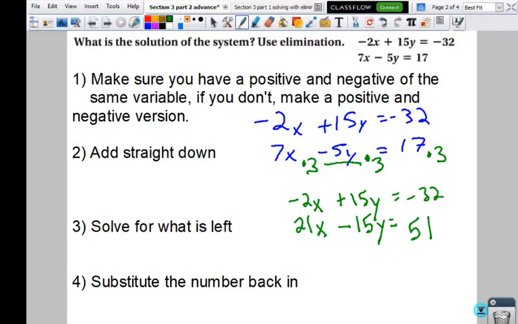And we get 51. Alright, I multiplied by 3, right? Now I have a positive 15y and a negative 15y. Now I can do elimination just like normal. Now it's exactly the same as yesterday and Monday.